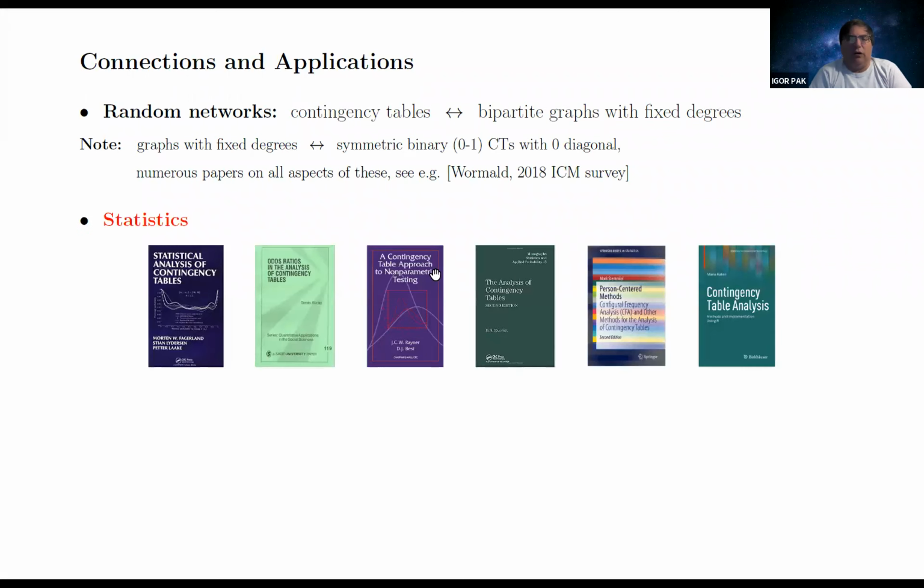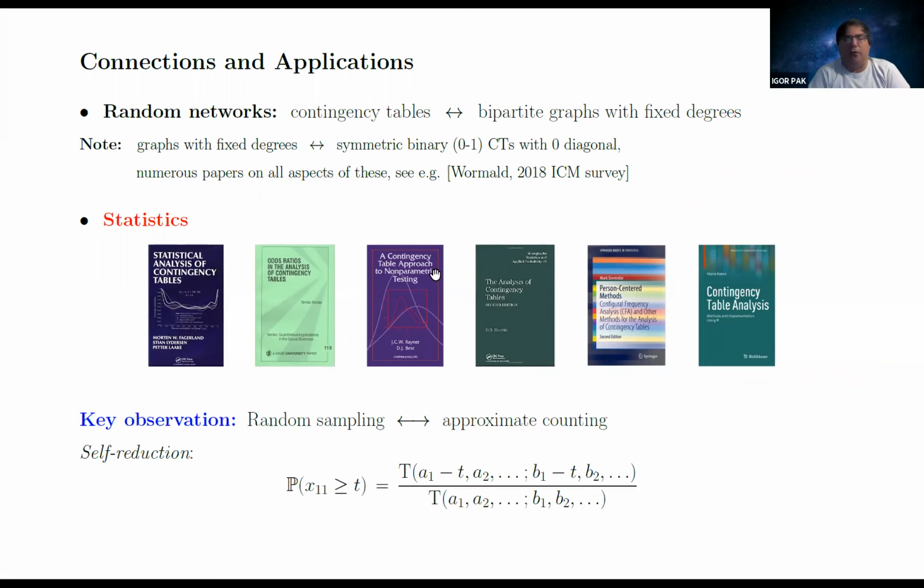And I'm going to move on in a rather intimidating manner by saying that there are just a lot of applications in statistics. Once you have dozens of books which have contingency tables in the titles, you know that these people are up to something. It's not that they are just wasting their time writing these books. So I'm going to explain how it works in statistics in a minute. But before I do, let me make one important point.